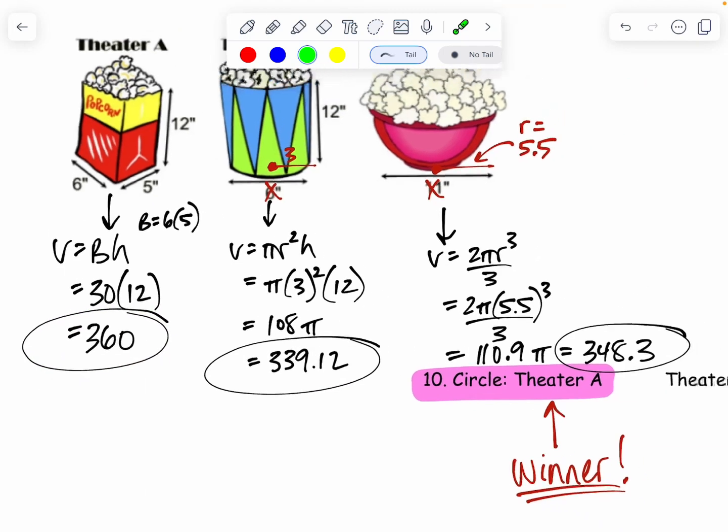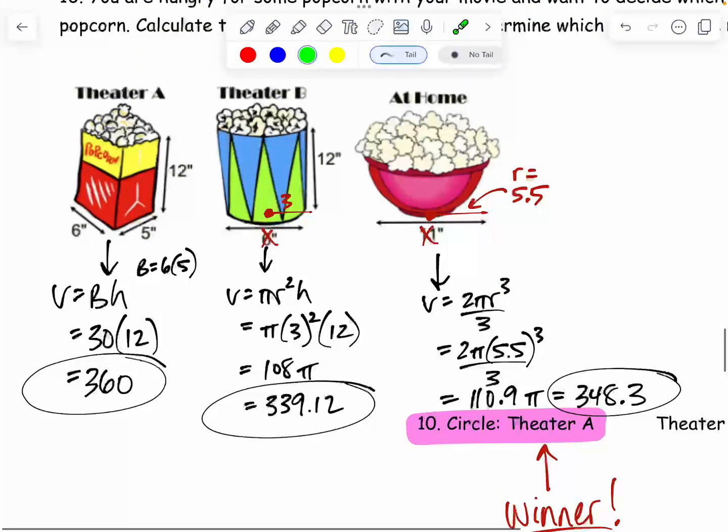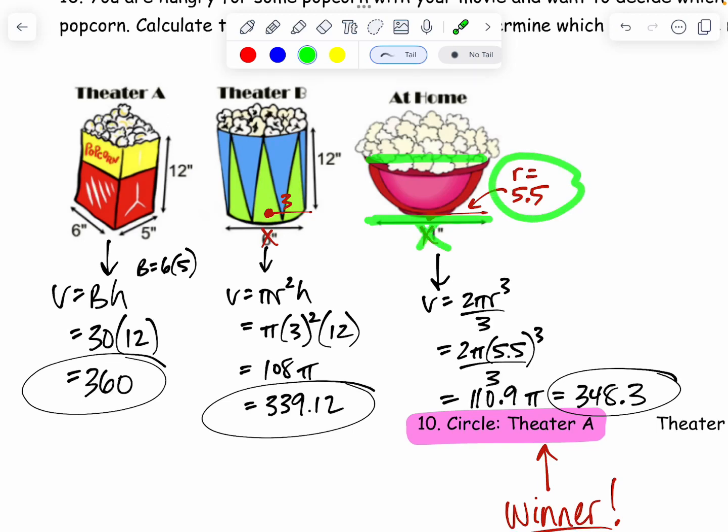Let's double check the hemisphere. Notice how I have my formula here for hemisphere. Be very careful. There's a 2 there and there's a 3 here. Again, they gave me the diameter. Do you notice how this is all the way across the bowl? We need the radius. So I crossed out the 11, and when you divide 11 in half, you get 5.5. That's okay. I'm just plugging that in for my radius.